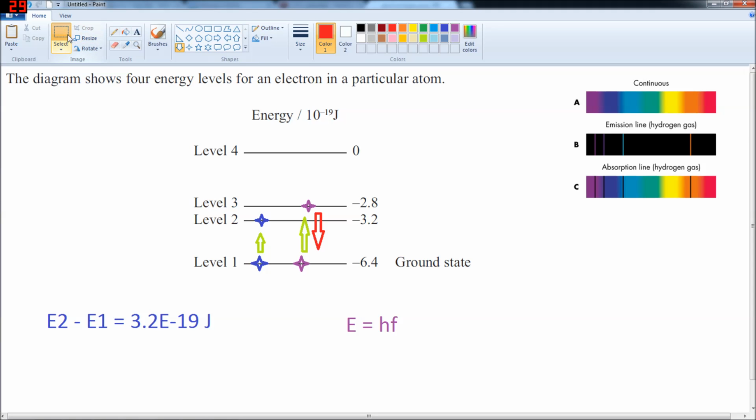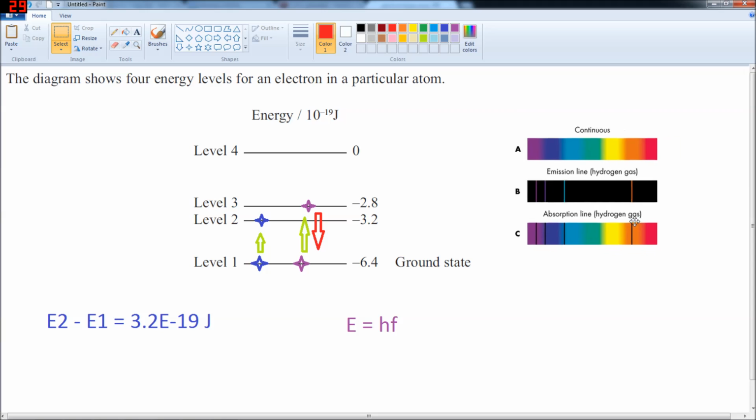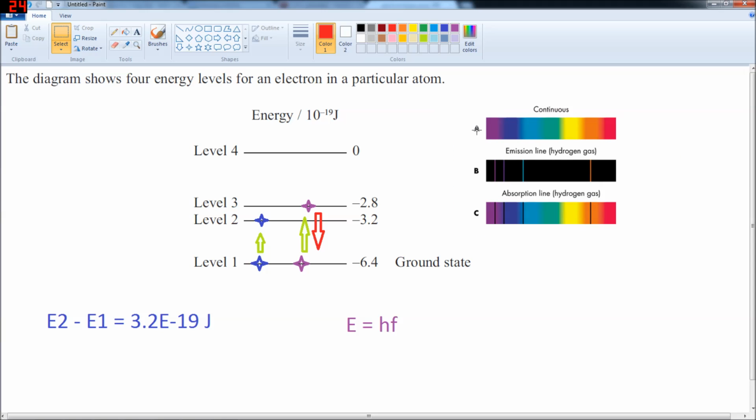That leads us on to talk about these different spectra. Of course we've got the continuous spectrum of light, and that is all of the different wavelengths of visible light that it would be possible to see. Then we have two different spectra: emission or absorption. Let's talk about absorption first, because that's what we discussed. When these green arrows move the electron upwards, a photon is being absorbed. So if a photon is absorbed and the electron moves between level 1 and level 2, it's this black line here that represents the photon that did that.